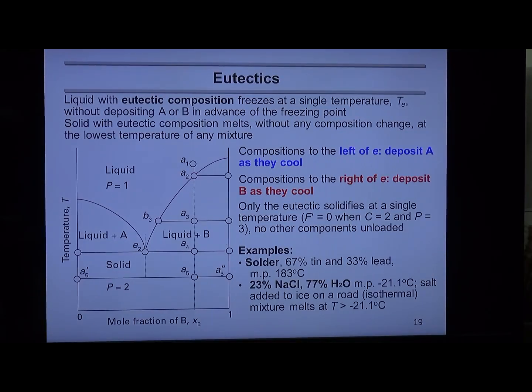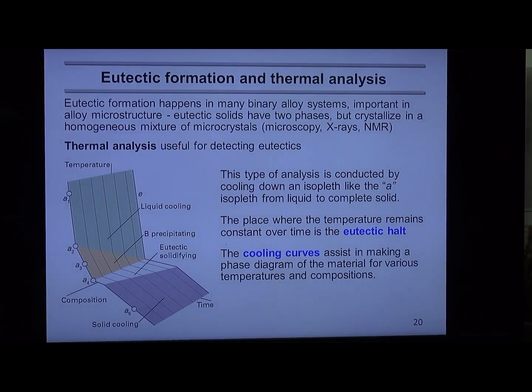All right. So eutectics have certain applications. For example, you might know what solder is, right? Solder has a eutectic composition, so we can easily melt or freeze the solder without changing the composition, something like that. And this eutectic formation happens in many binary alloy systems. There are many examples which have this eutectic formation.